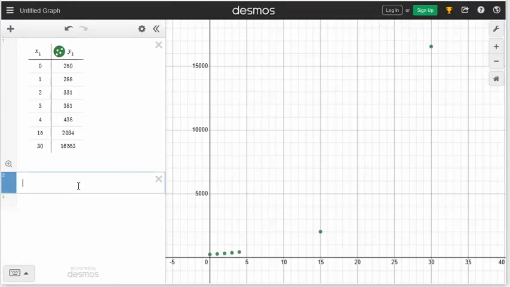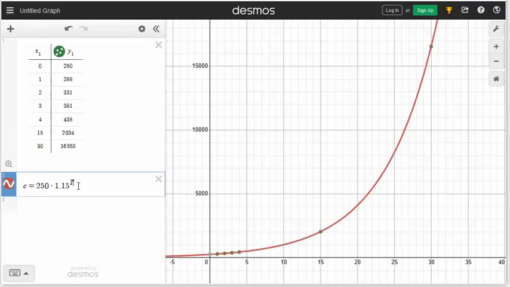All right, so we're going to come over here and we're going to go C equals 250 times, and the times is right above the 8, the shift with the little asterisk thing, 1.15 to the power, and above your 6 is a little up arrow. That's your exponent. So you go shift 6 to get your exponent, and T. And there we go. So that's what that graph looks like.